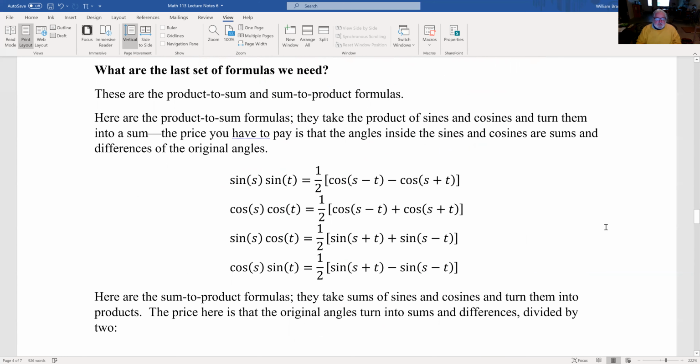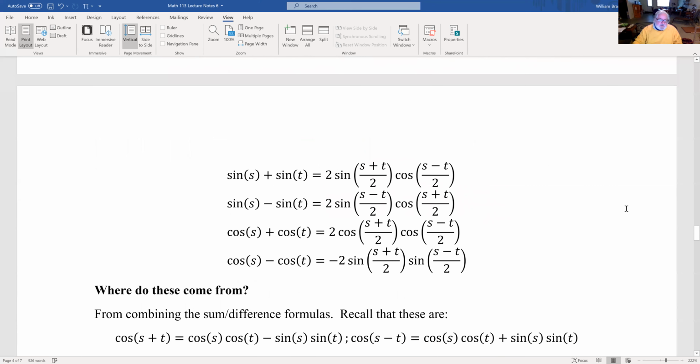Again, these are probably not ones that you want to think about memorizing. What they do is they take two trig functions, the basic trig functions, sine and cosine, with different angles, s and t, and multiply them together. And what you can do is represent this multiplication of sines and cosines in terms of additions or subtractions. Right? So an addition, a subtraction, an addition, an addition, a subtraction. Sum to product formulas: here we take additions and subtractions of sines and cosines with two different angles, and we can turn them into a product.